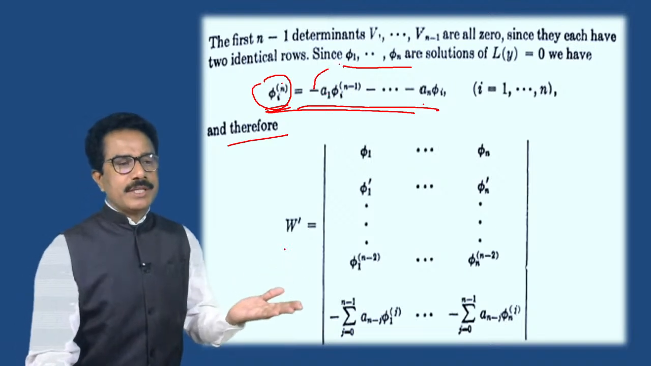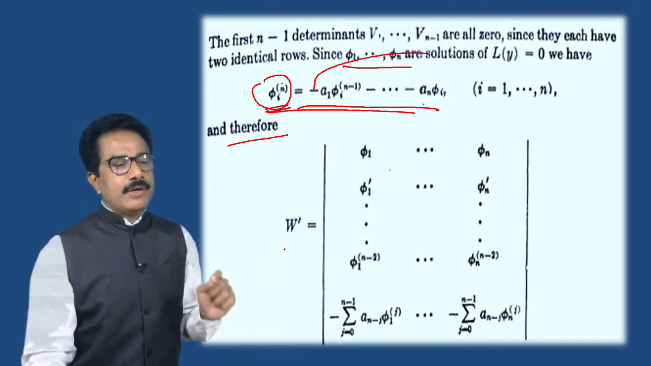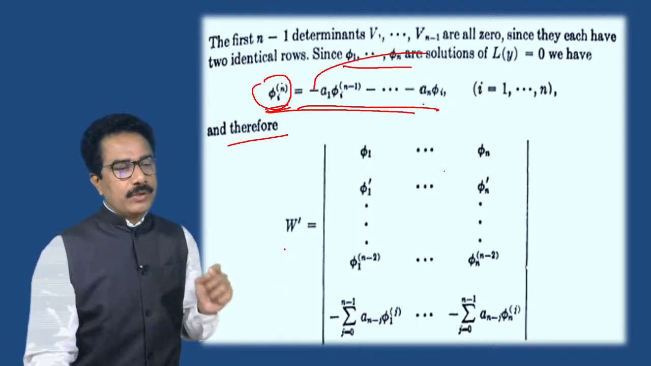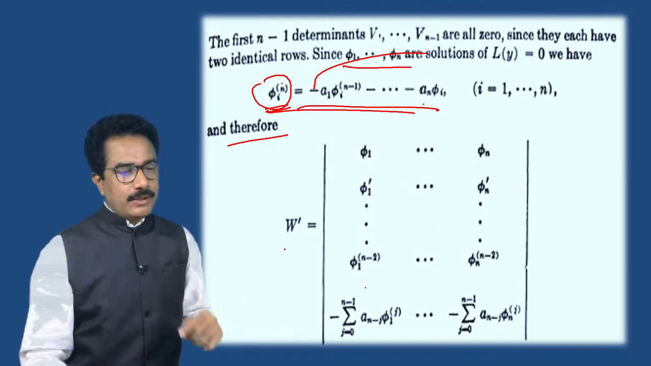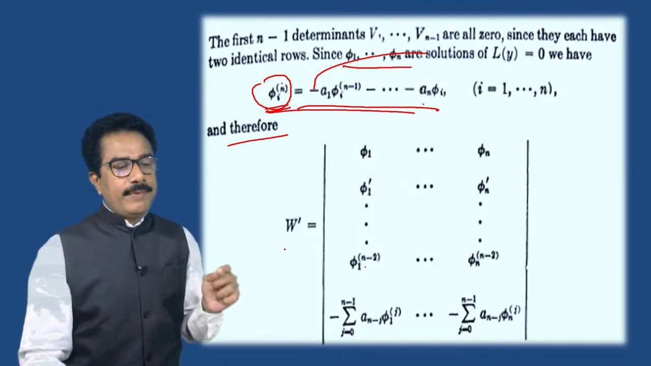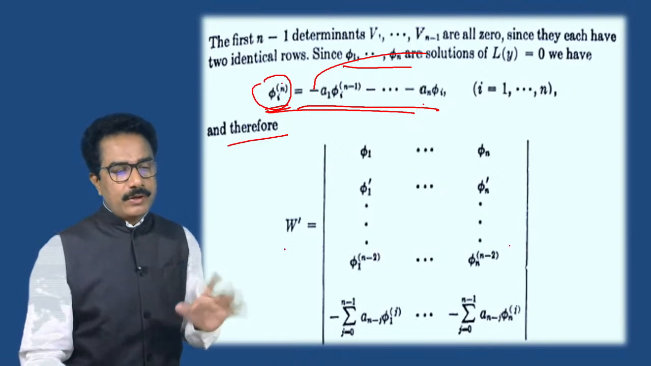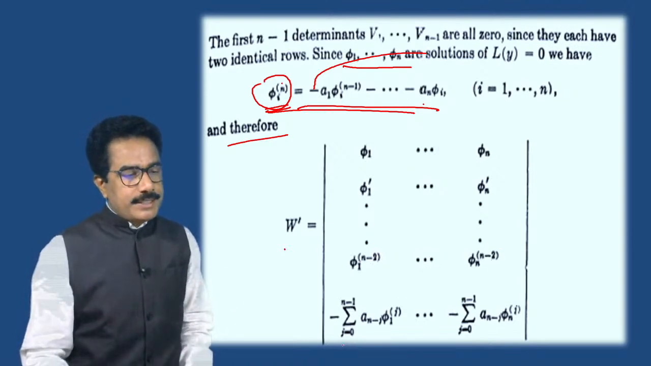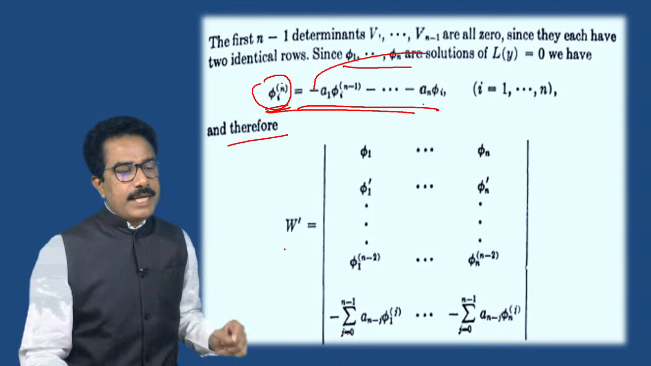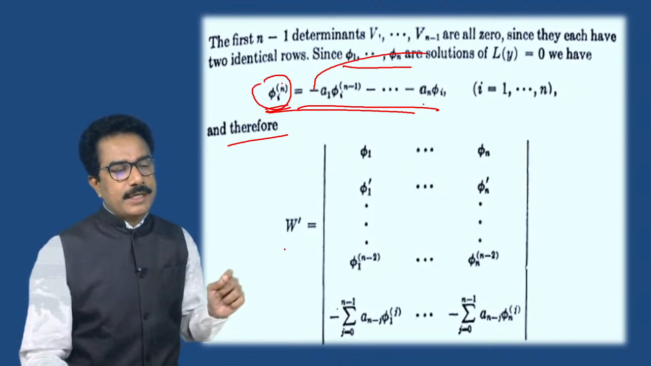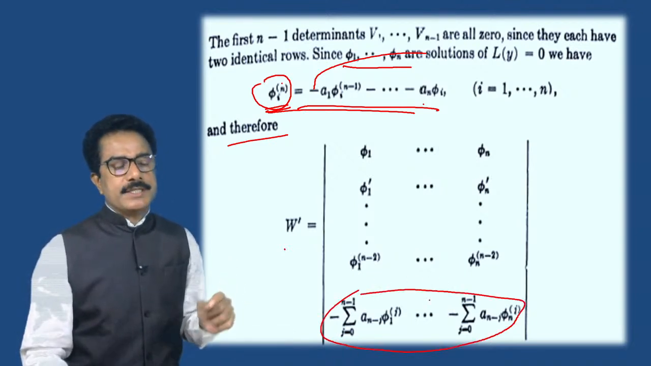So, according to this equation, we can write the Wronskian dash as the determinant with rows phi 1, phi 2, dot dot dot, phi 1 dash, dot dot dot, phi 1 raised to n minus 2, dot dot dot, and in the last row, minus the summation of aj phi_j. In general, we have represented this.